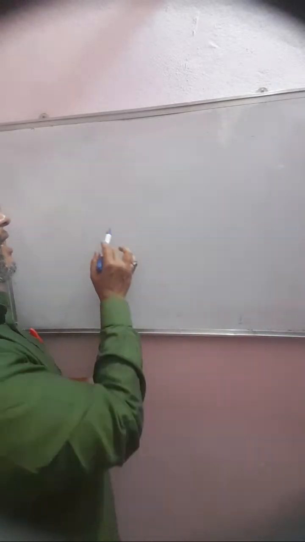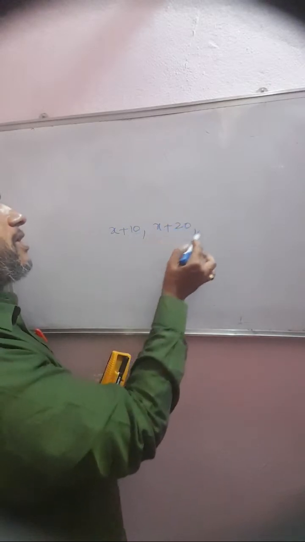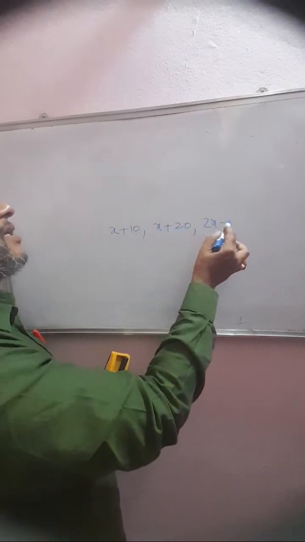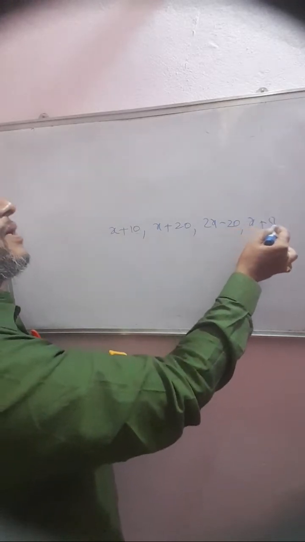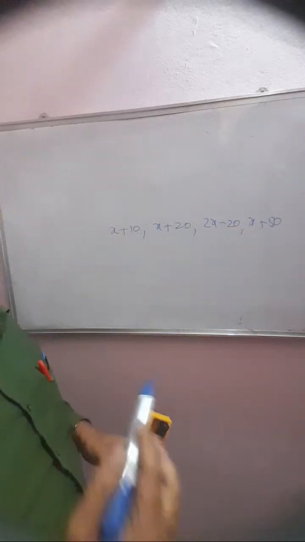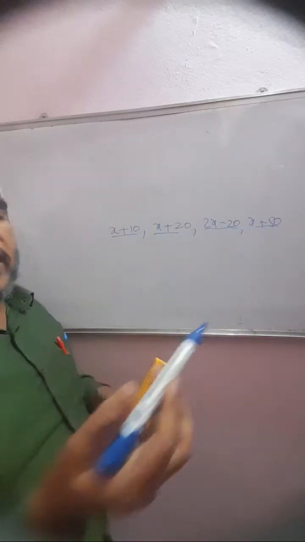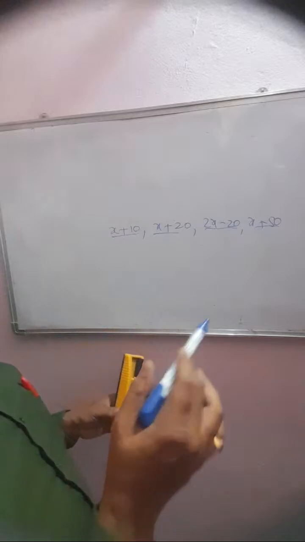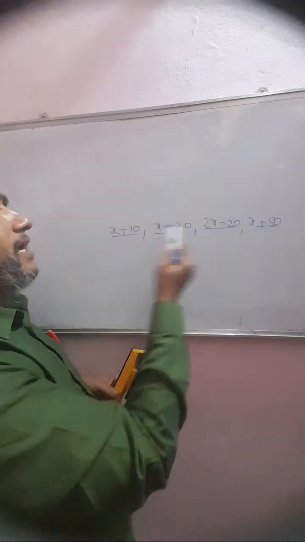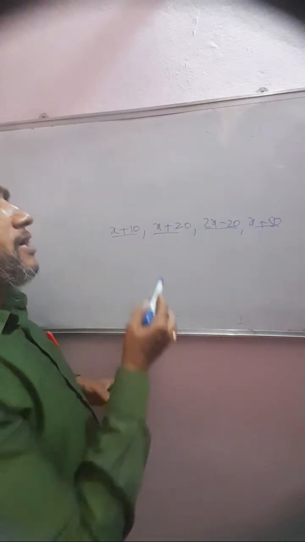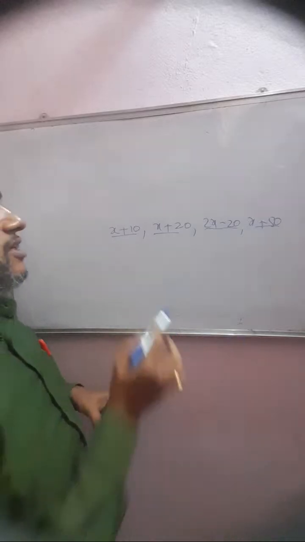In the exam you will get this type of question, or you may get a question like this: in a quadrilateral, the angles are x plus 10, x plus 20, 2x minus 20, x plus 50. Find the value of x. So these are the four angles. It is the same problem as in triangles, but there you have only three angles. Here we have four angles. There we wrote total 180. Here we should write 360.